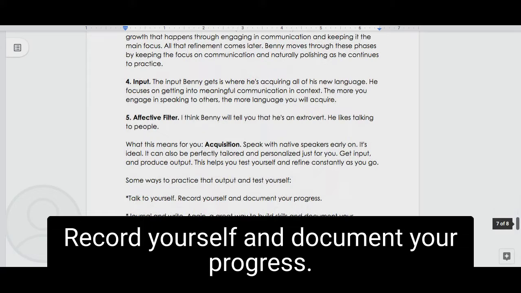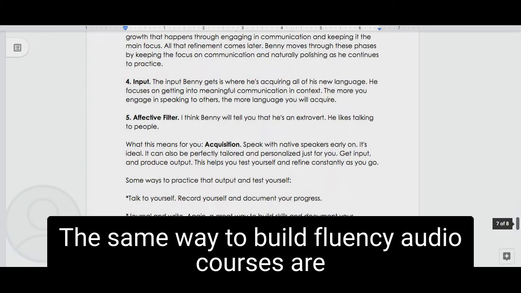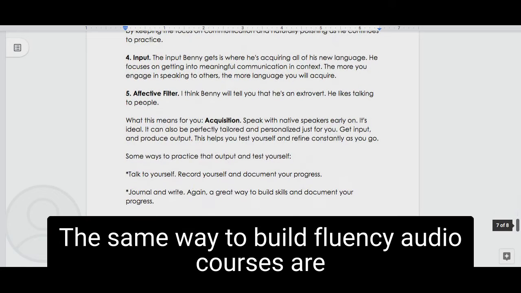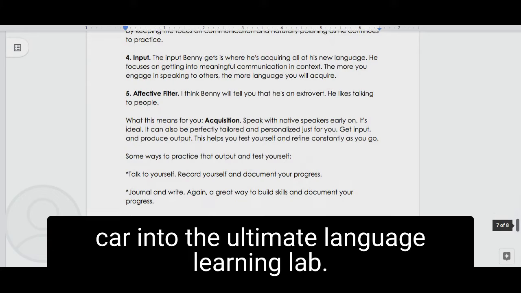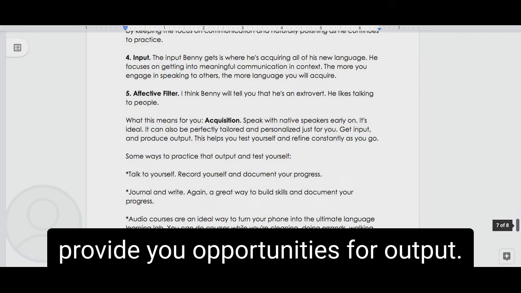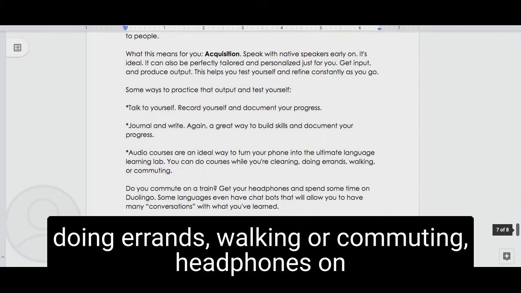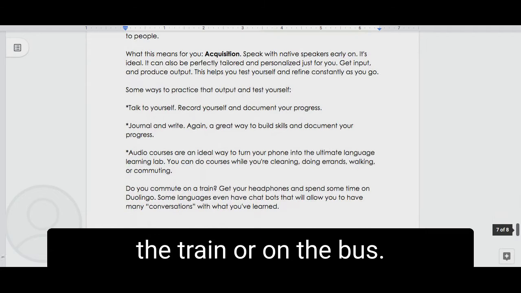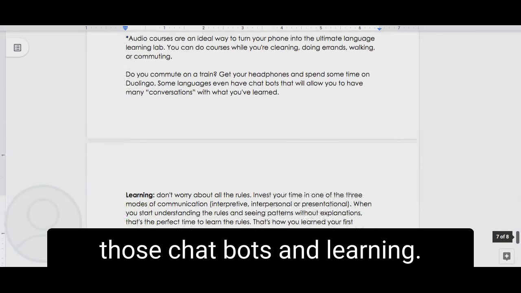Record yourself and document your progress. Just use your phone, use voice memos, journal, and write the same way to build fluency. Audio courses are an ideal way to turn your phone or your car into the ultimate language learning lab. Listen to courses like Pimsleur that provide you opportunities for output. You can do courses while you're cleaning, doing errands, walking, or commuting. Headphones on the train or on the bus. I love how Duolingo now has those chat bots.